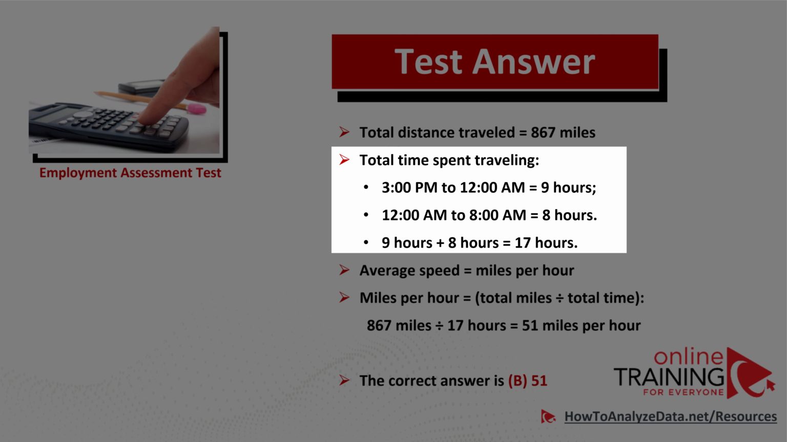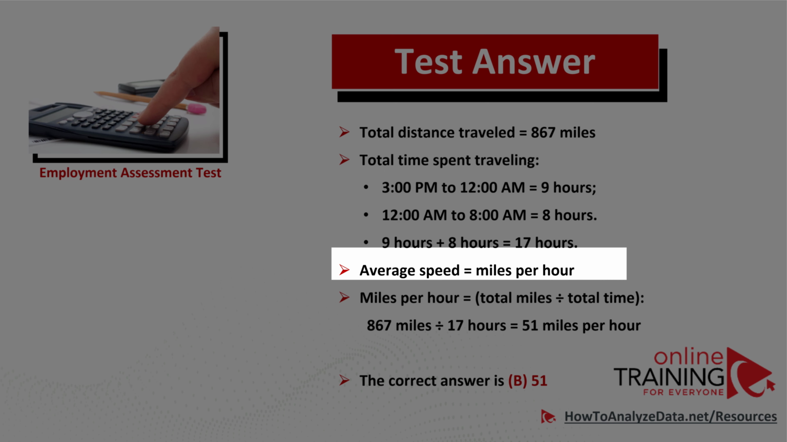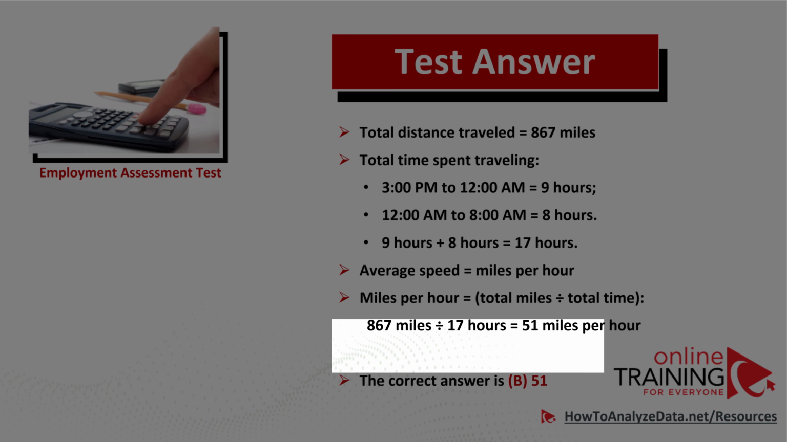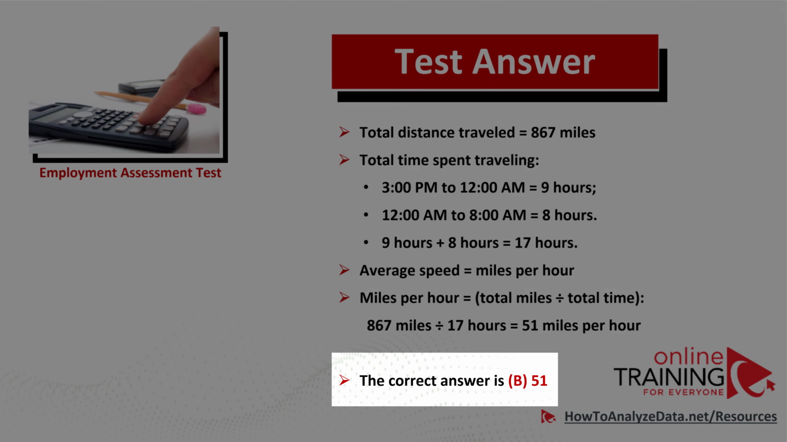And the best way to calculate it would be to calculate separately the time traveled between 3 p.m. and 12 a.m., which is 9 hours, as well as from 12 a.m. to 8 a.m. next day, which is 8 hours. So the total time George spent traveling is 9 hours plus 8 hours, which is 17 hours. So now let's focus on the average speed in miles per hour. To calculate miles per hour, we need to divide 867 miles by 17 hours, which is 51 miles per hour. So the correct choice here is choice B, 51.